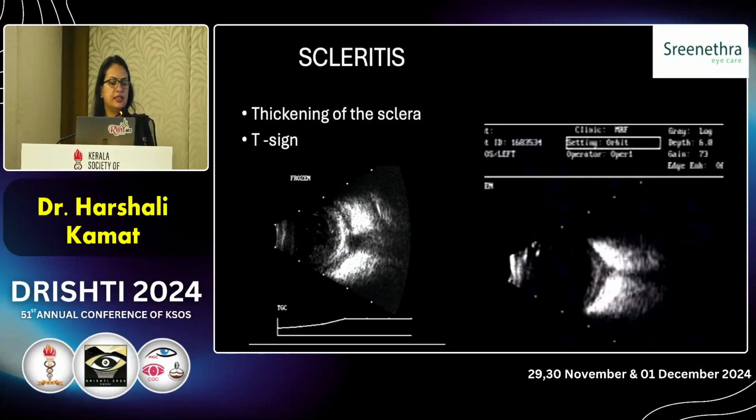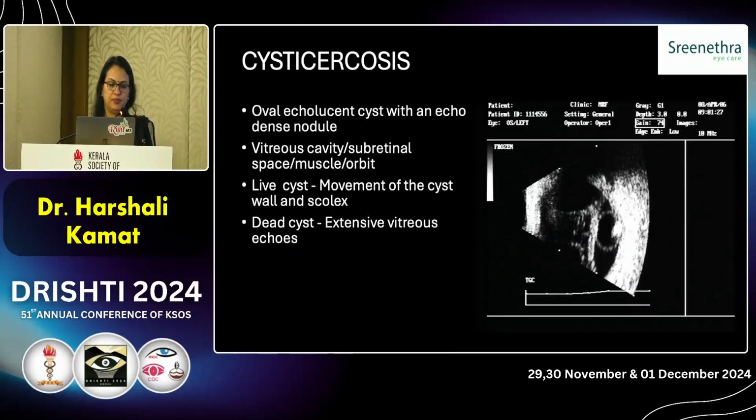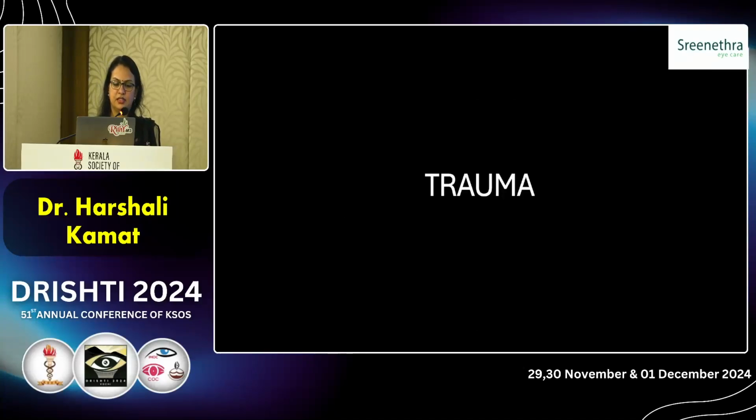In scleritis, again, you may have thickening of the sclera with an associated T sign, which I demonstrated earlier. Cysticercosis is a very typical echolucent cyst with an echodense nodule within it, and it is very characteristic of cysticercosis.